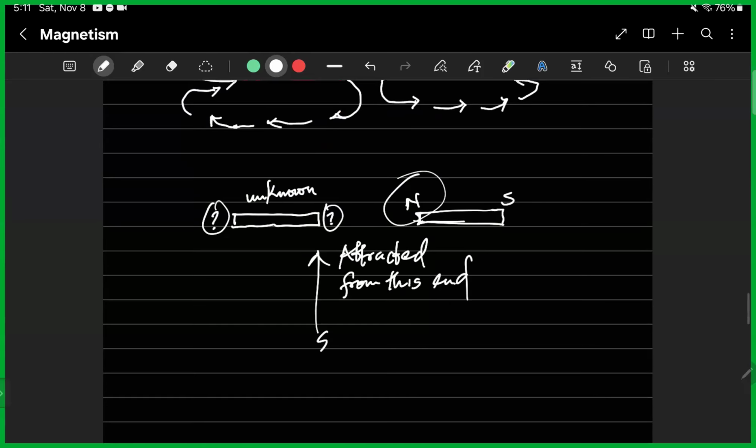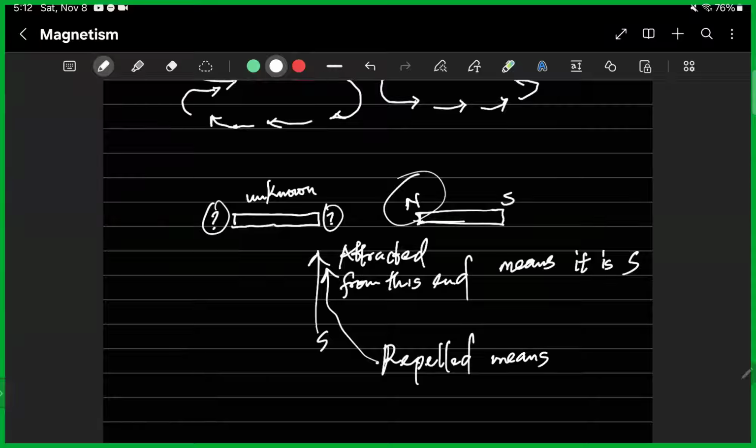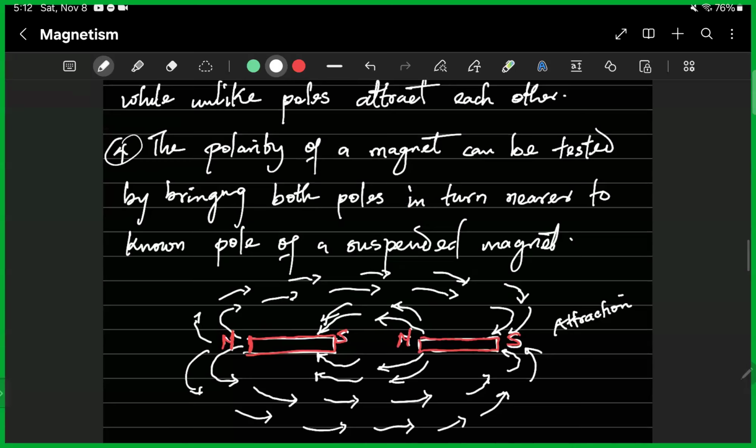But if this same side is repelled rather, then attracted means it is south, and repelled means it is not. So that's the fourth property that I was talking about.